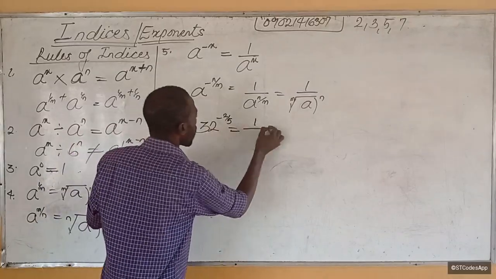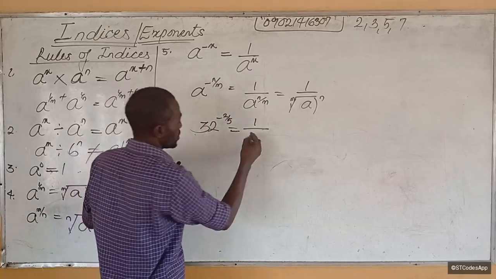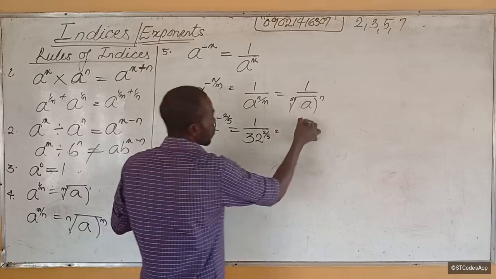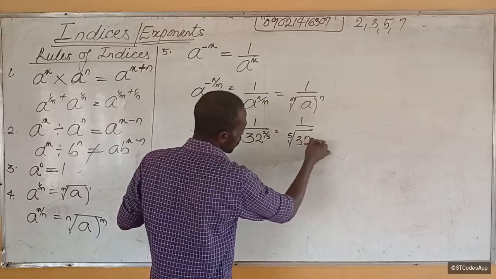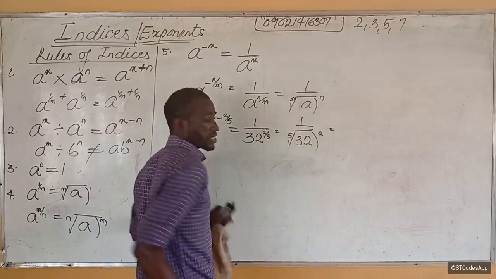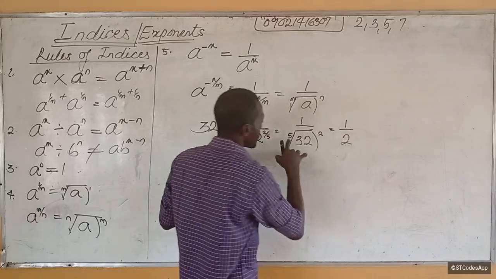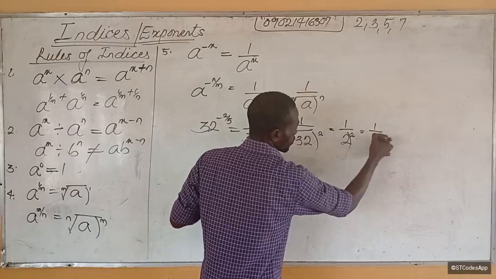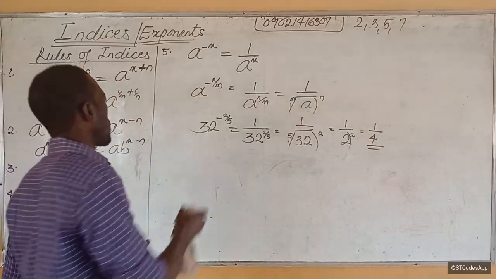This will become 1 over, this negative means the inverse of this guy. Do you understand? 32 raised to power 2 over 5. This now becomes 1 over the fifth root of 32 all raised to power 2. The fifth root of 32 is 2, then raised to power 2. So we have 1 over 2 squared, which is 1 over 4. So that becomes our answer. Is that clear? Good.